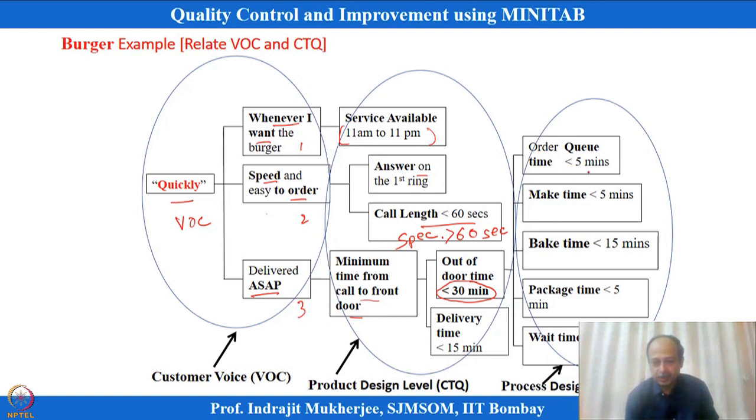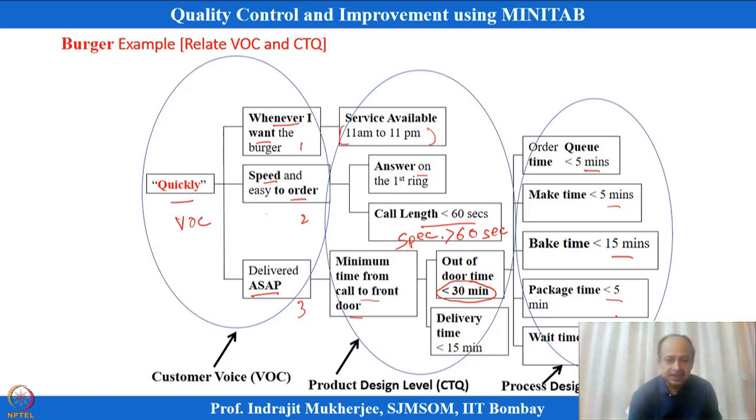That means order queue time should be less than 5 minutes, make time should be 5 minutes, bake time should be 5 minutes, packaging time 5 minutes, and wait time should be equal to 0. These are the cycle times we can think of: make time, bake time, package time. These are the cycle times of the sub processes basically over here. So if you have to deliver within 30 minutes, I have to maintain these specifications, or if there is any fault over here, I cannot deliver within 30 minutes basically.